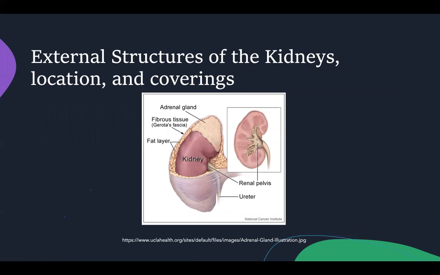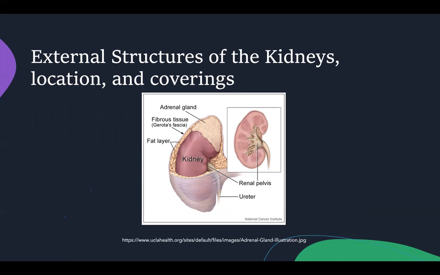The external structure of the kidney consists of the renal fascia, the renal arteries, which carry blood to the kidney, the renal vein, which carries blood away from the kidney to the posterior vena cava, and lastly, the ureter, which urine passes through as it moves from the kidney to the bladder.